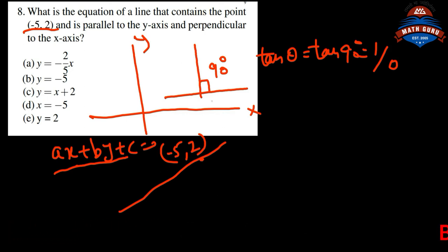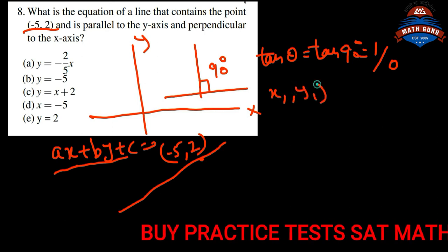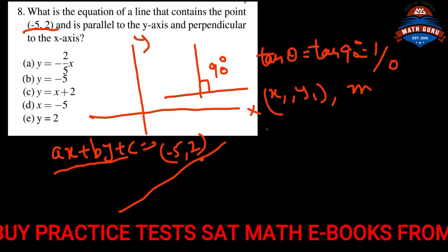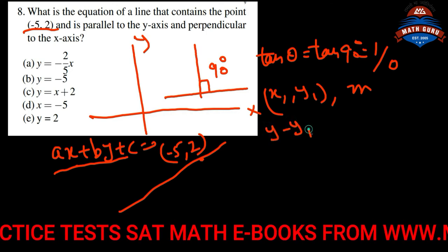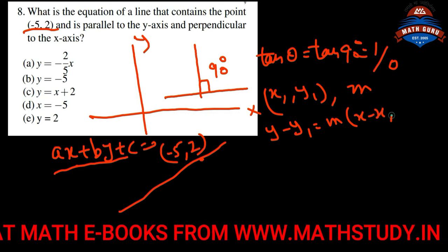So the equation of any line which is passing through x1 comma y1 and having the slope m is of the form y minus y1 is equal to m into x minus x1, right students?